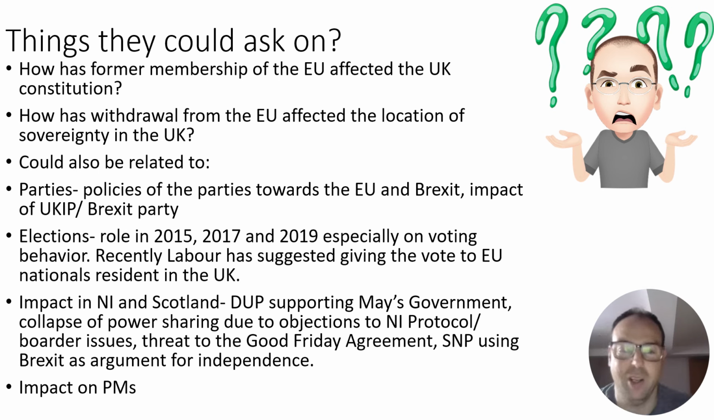We've seen, as I talked about earlier, the big impact on the relationship between Britain and Northern Ireland and demands in Scotland. So it was important in the DUP supporting May's government. We've seen the collapse of the power sharing in Northern Ireland due to objections to the Northern Ireland Protocol and issues over hard and soft borders and borders in the middle of the Irish Sea. All this is seen as a potential threat to the Good Friday Agreement, and we've seen, as I mentioned earlier, the SNP using Brexit as an argument for independence.